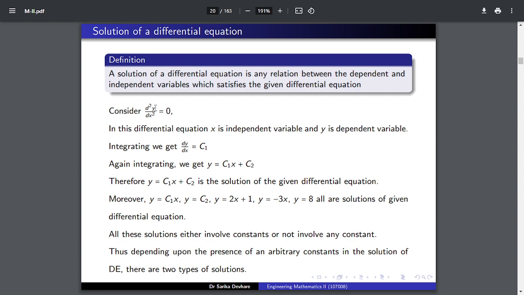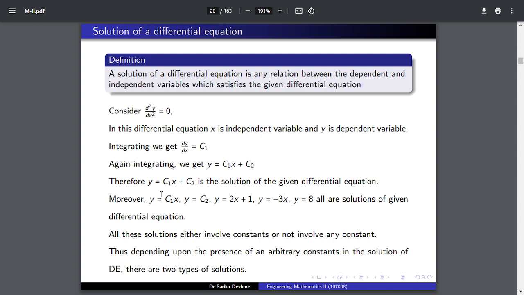So consider this example, d2y by dx square equal to 0. In this differential equation, x is the independent variable and y is the dependent variable. Integrating this equation, we get dy by dx equal to some constant c1, the constant of integration. Again integrate this differential equation, then we get y equal to c1x plus c2. Therefore this y equal to c1x plus c2 is the solution of the given differential equation.